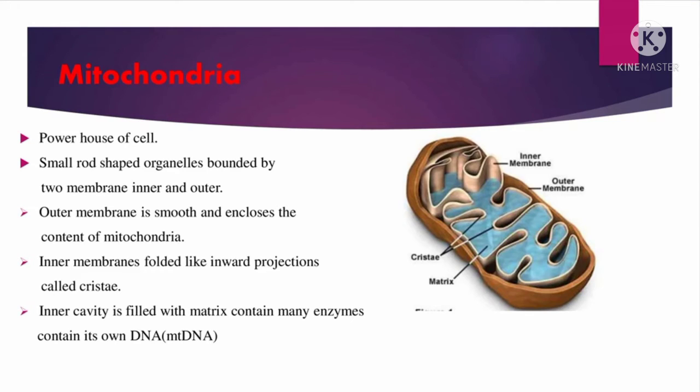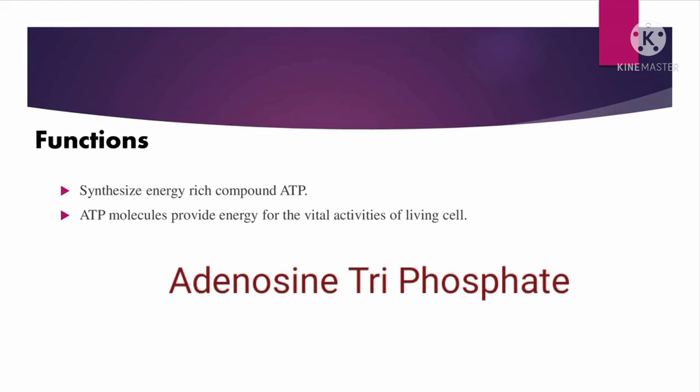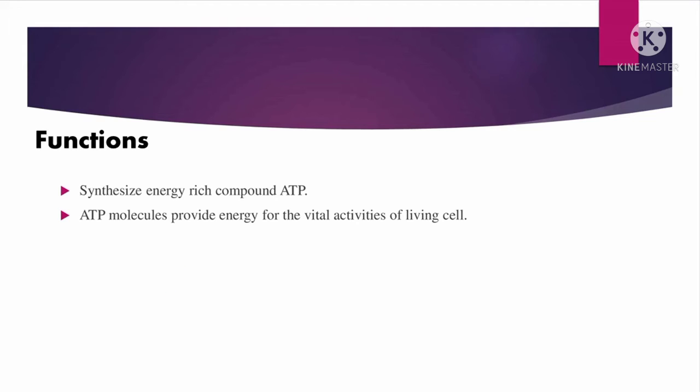As we can see, it is made up of a double membrane, and its outer membrane has tiny pores for the transfer of substances in and out. It has an inner membrane which is folded many times in order to increase the surface area, and this folded structure is known as cristae. The major function of this organelle is the synthesis of an energy-rich compound called ATP. ATP is adenosine triphosphate, and it provides the energy for vital activities of all living cells.